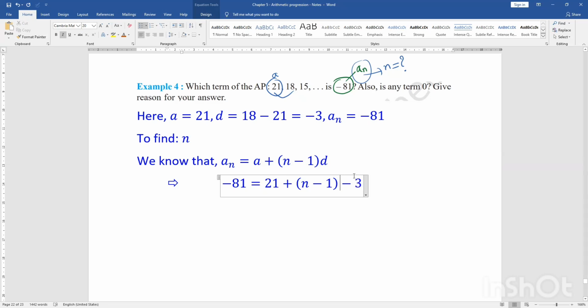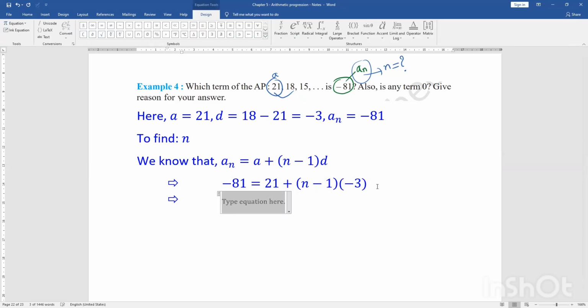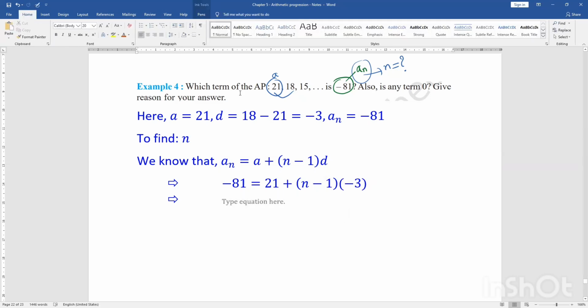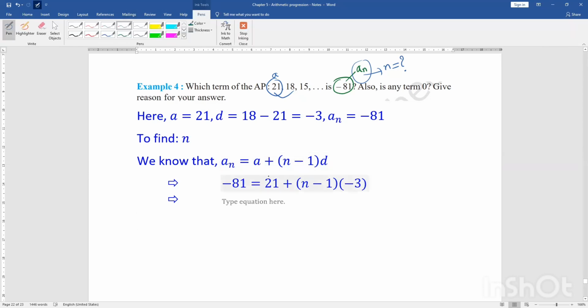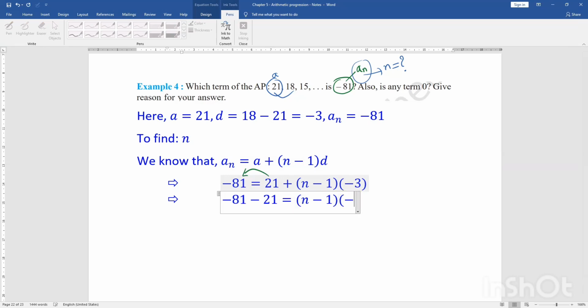When you write minus 3, make sure that you use brackets. See, always, the minus sign is a dangerous sign, so make sure to use brackets. Okay, children. Next thing, I'm going to transpose this 21 to the LHS. So it means we get minus 81 minus 21 equals (n minus 1) into (minus 3).